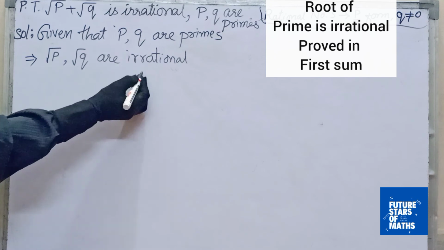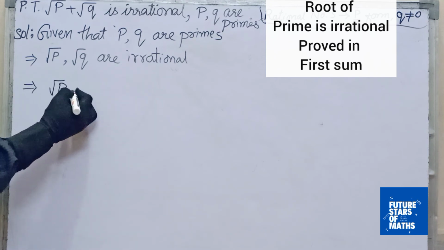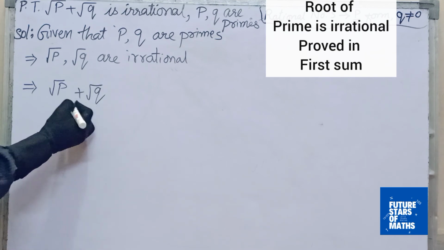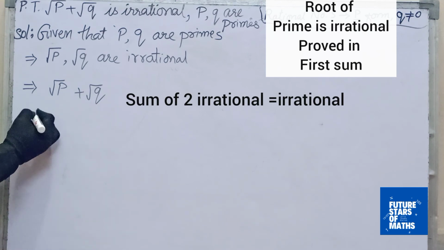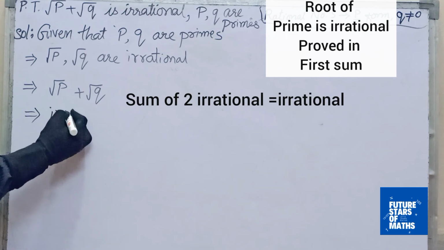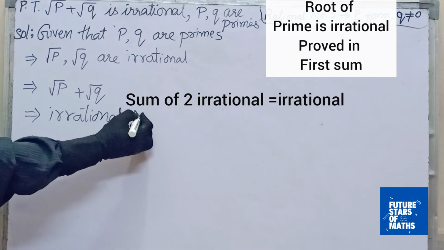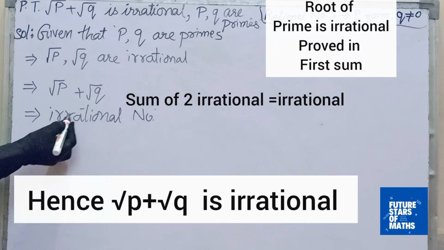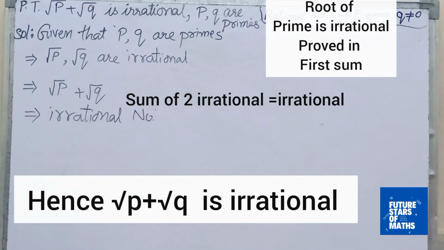So if these two are irrational, then the sum of these two irrational numbers, what will we get? Since these both are irrational, if we add these two, we will get again an irrational number only. So we have proved that root p plus root q is an irrational number, where p and q are primes.